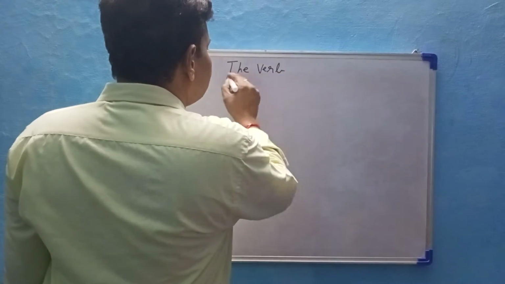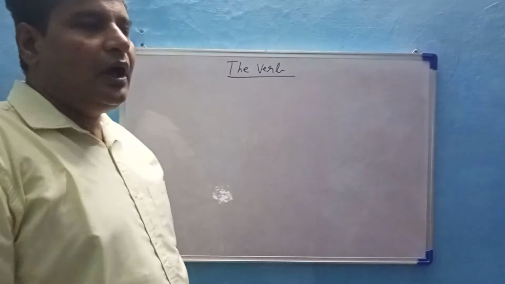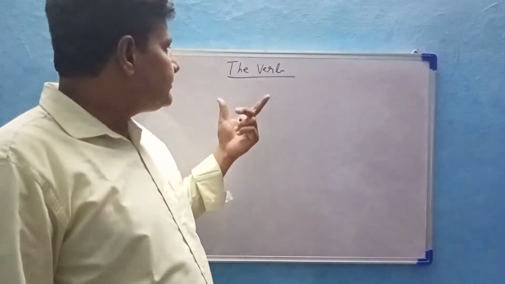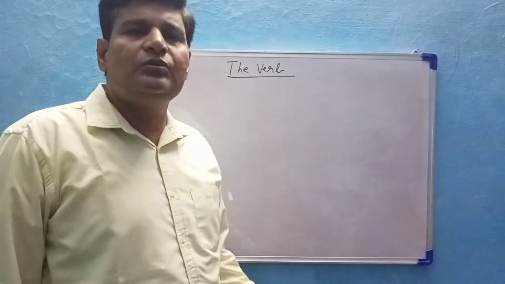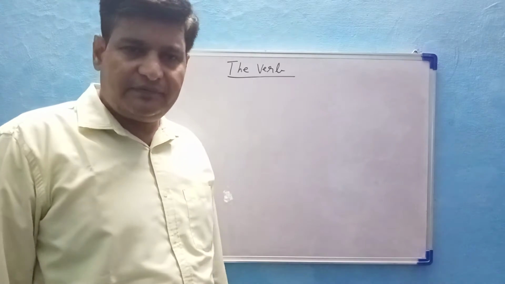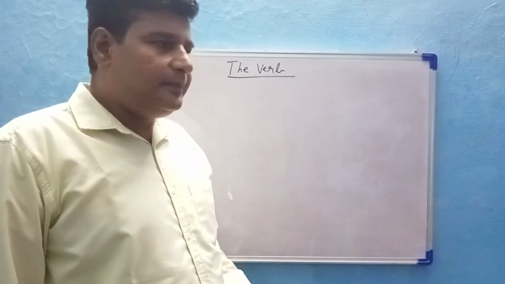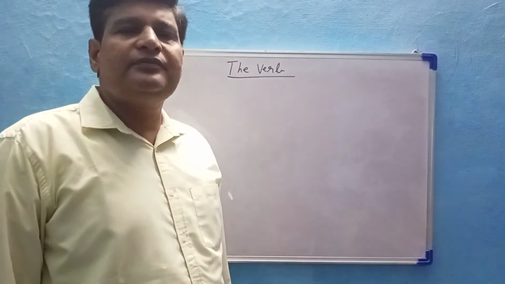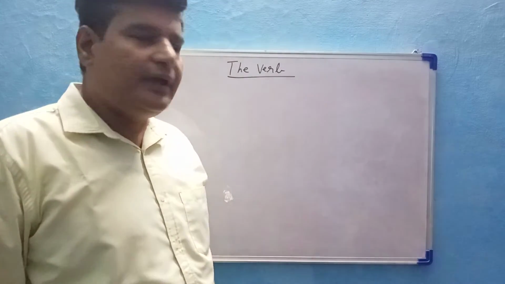The verb. As I told you, the verb is the most important part of a sentence, and without the verb, we can't make a sentence. Today, firstly, we will understand what verbs are and how many types of verbs there are.